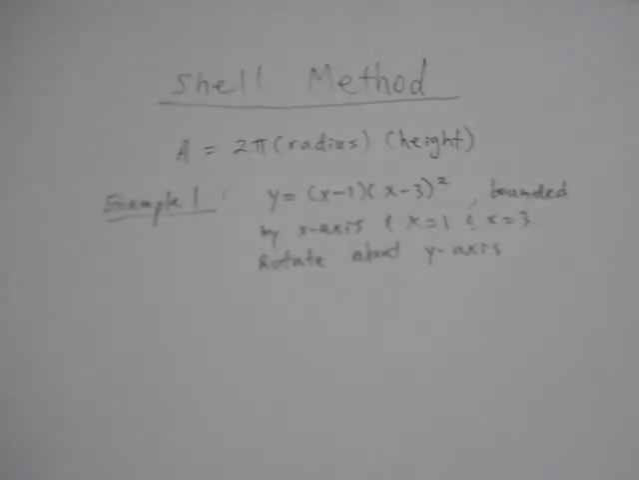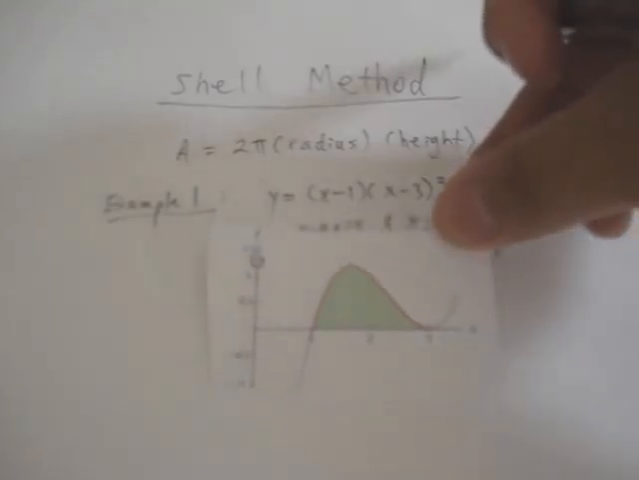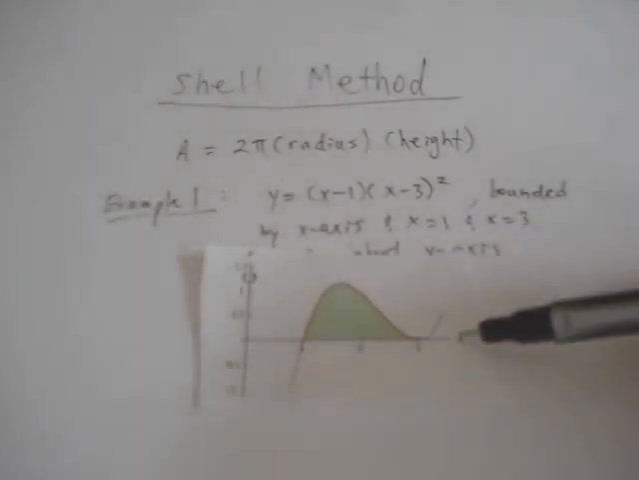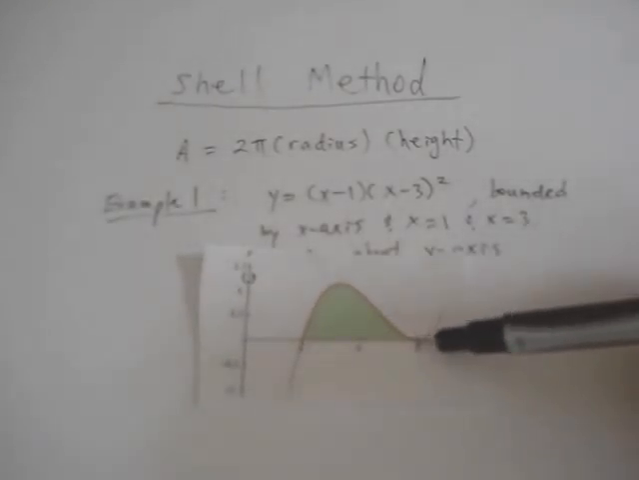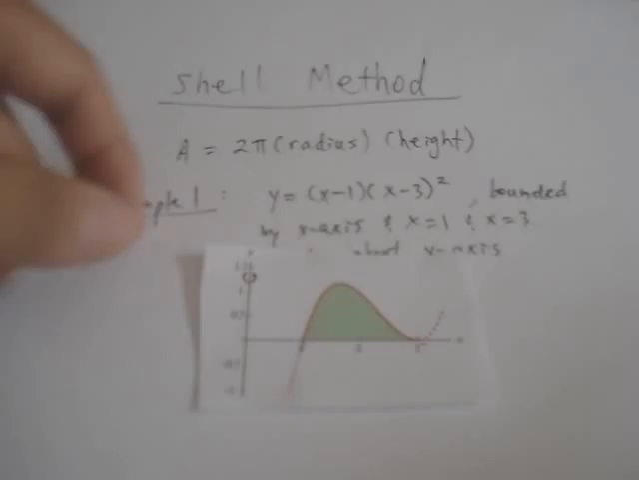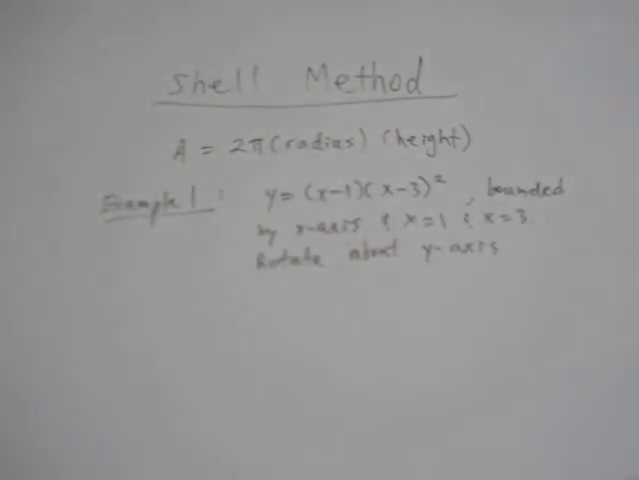Now just to illustrate this curve, when you graph it on your graphing calculator or in a computer application, this curve will look like this. It's like a bell bounded by the x-axis, and x is equal to 1, x is equal to 3. Now when you rotate it about the y-axis, it'll become a solid. It will look like a pot of some sort. In fact, I have a figure of that too. It will look like this.